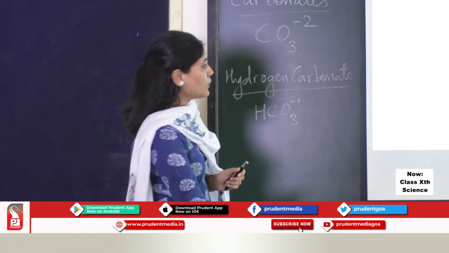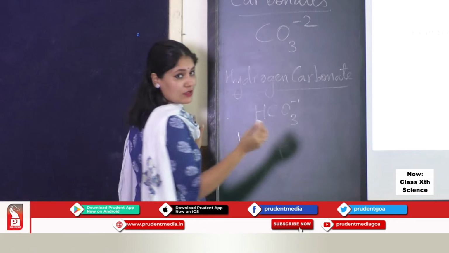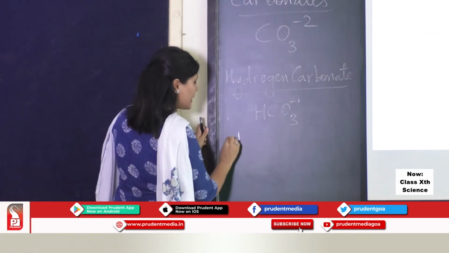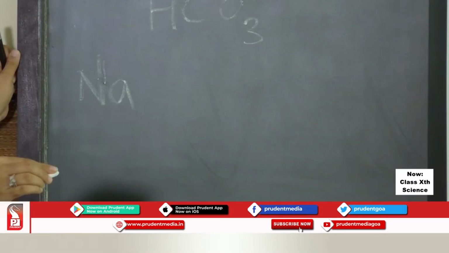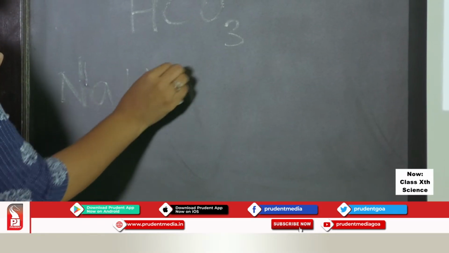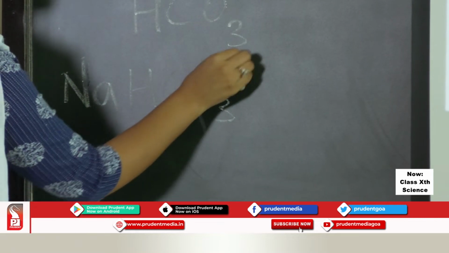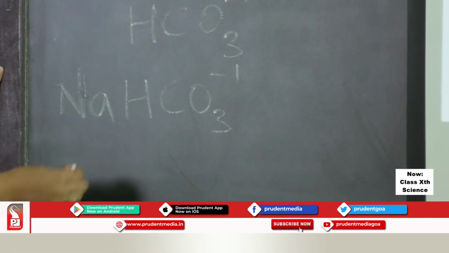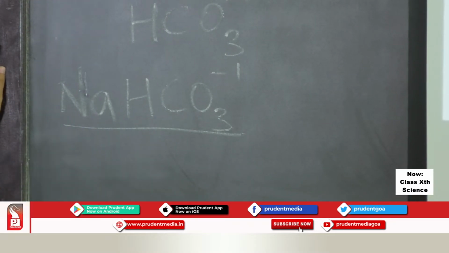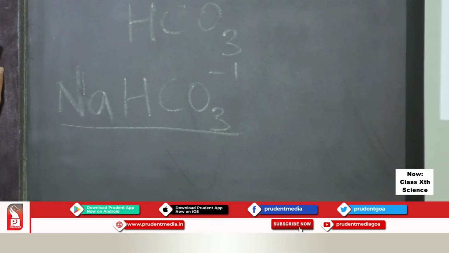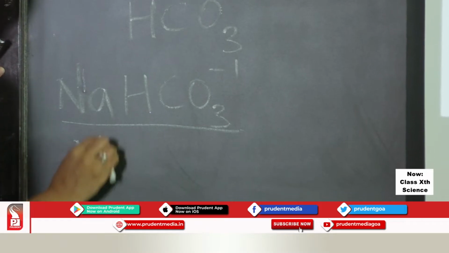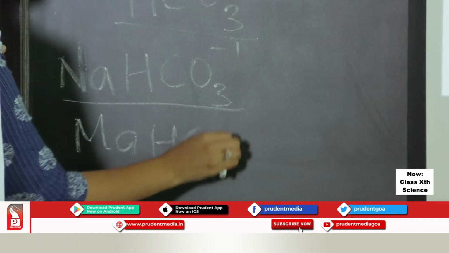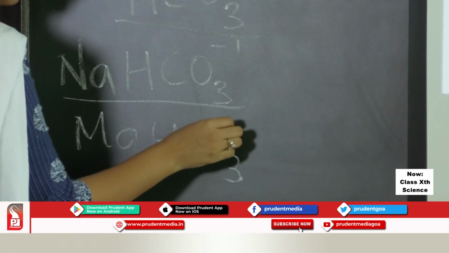Over here, if any reactive metal combines with hydrogen carbonate, let us take the example of sodium. Sodium hydrogen carbonate can be written as NaHCO3. Even if you don't write minus 1, it is assumed to be minus 1. So this is an example of sodium hydrogen carbonate, also sodium bicarbonate. We can also take magnesium. When magnesium combines with HCO3, what we are getting is magnesium carbonate.